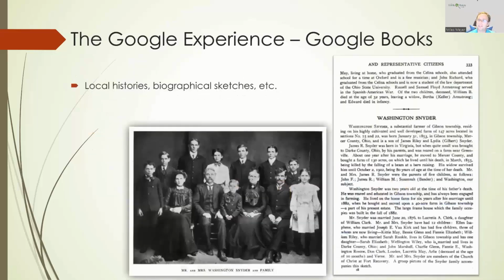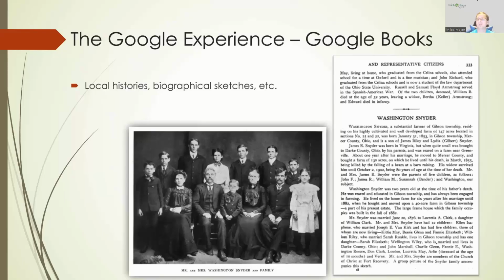Many of the things that you'll probably find in Google Books are those local histories and biographical sketches. During the late 19th century and early 20th century, a lot of county histories were published. And those county histories, a lot of times they had biographies of the people who lived in those counties, the prominent representatives of those counties. And you can go in and find great bits of information.